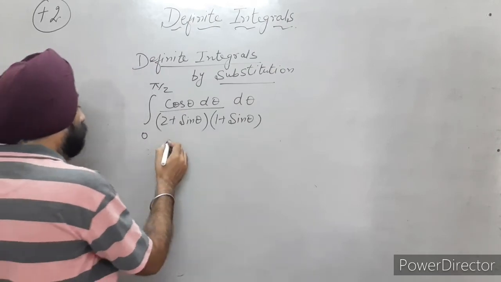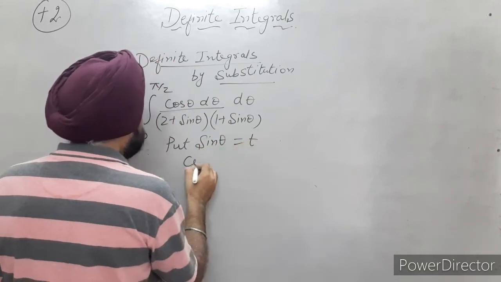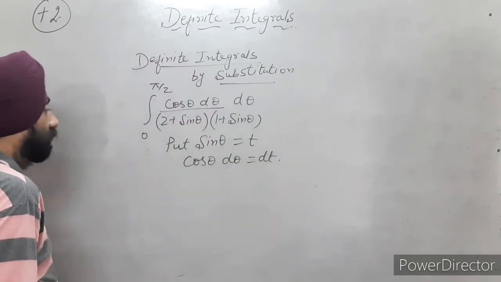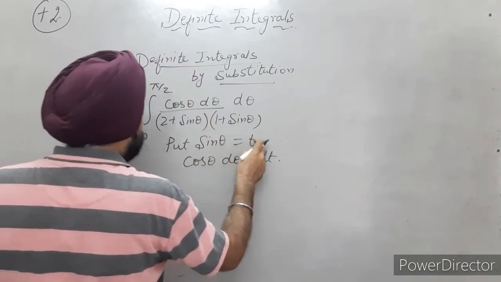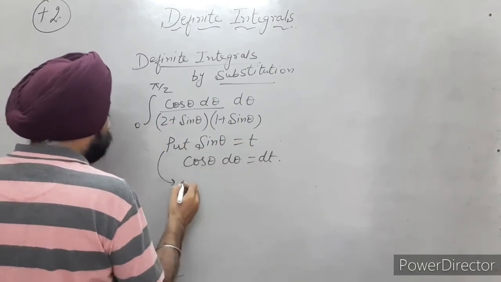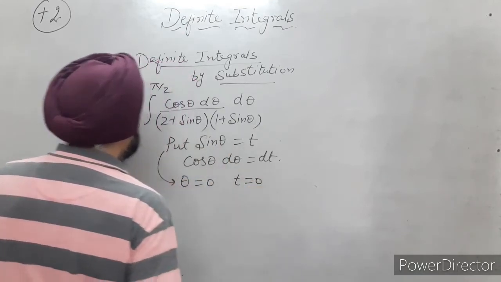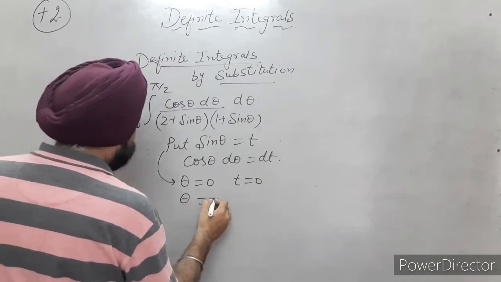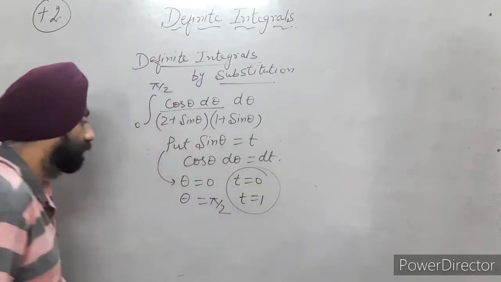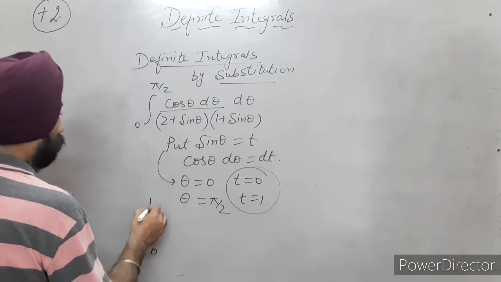Now it is clear that if I put sin theta equals t, cos theta d theta is dt. Now I have changed the variable to t, so the limits will also change. When theta was equal to 0, sin 0 is 0, so t is equal to 0. When theta is equal to pi by 2, sine of pi by 2 is 1. Thus, now integrate, just change the limits to 0 to 1.